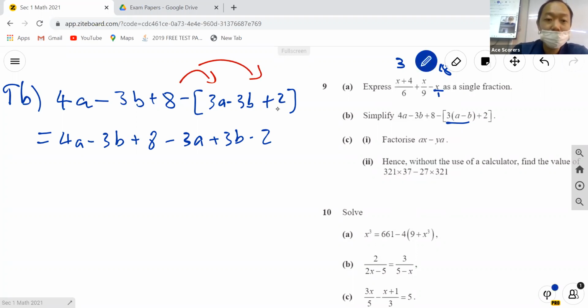Negative value. Everything becomes negative. I mean, the negative becomes positive, positive becomes negative. Okay, next we evaluate all the A. So 4A minus 3A, and then A. And then minus 3B plus 3B, no more B. Then 8 minus 2 plus 6. This is 8 plus 6.